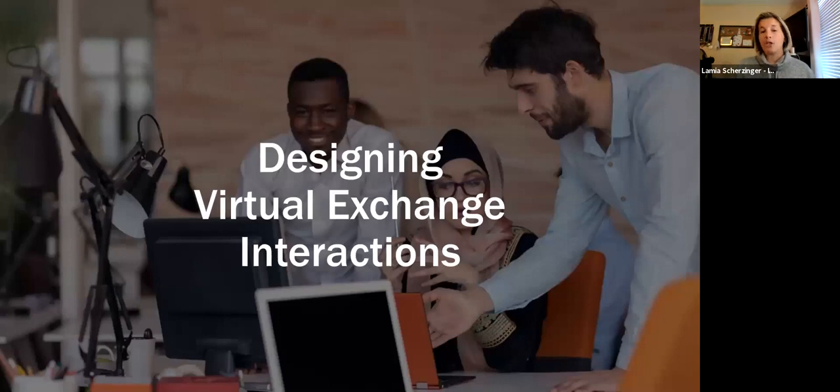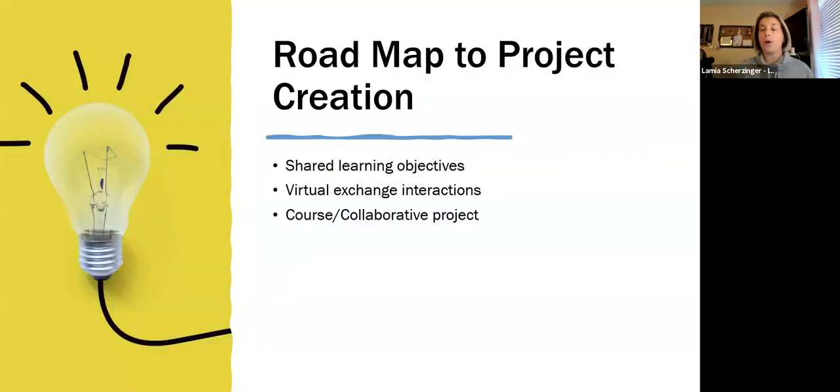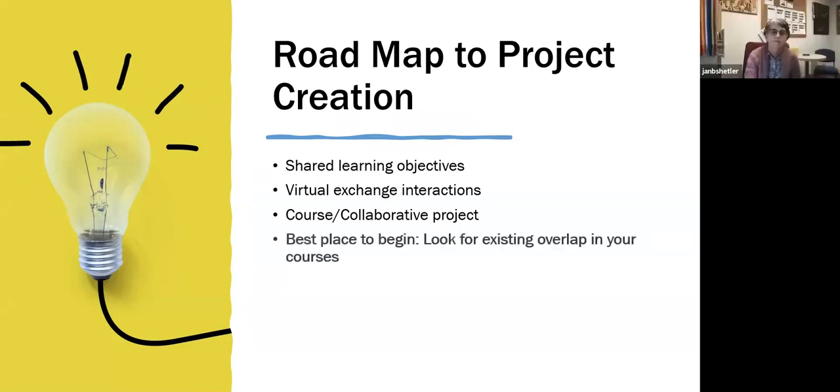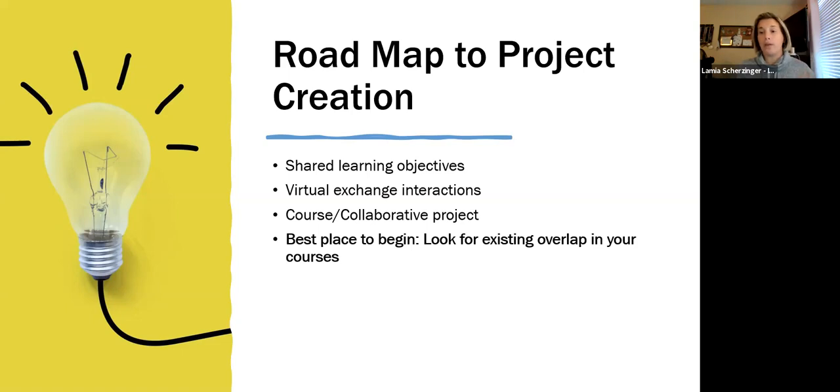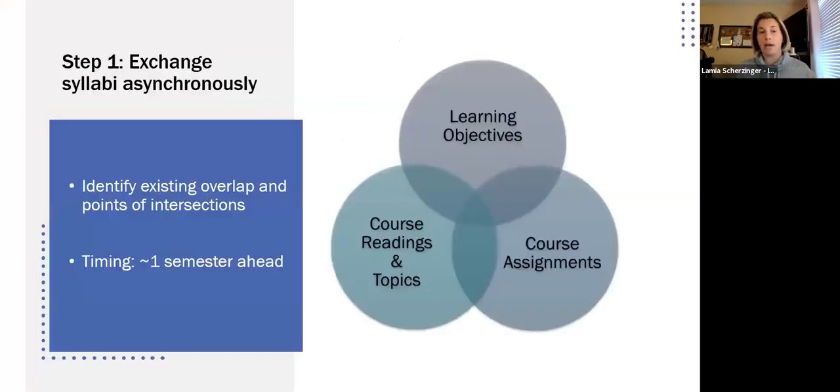The actual interaction is going to start on your part as the instructor. So you want to start looking at a few things. You want to start seeing if you and your partner have some shared learning objectives that you can build upon, what exactly you want for the interactions, and then the course or collaborative project that they're going to be working on. So the best place to begin is their overlap. And we do that by looking at syllabi.